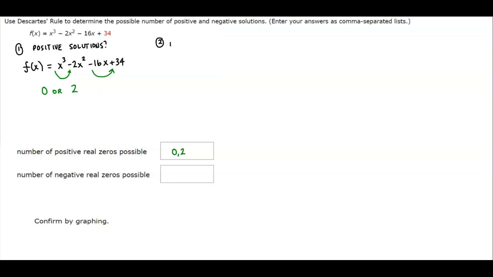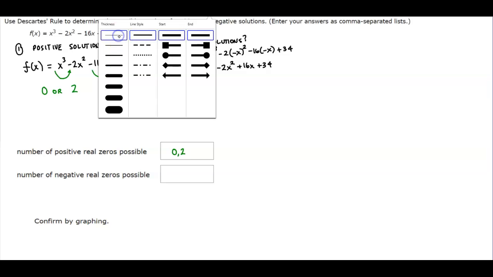And then to determine how many possible negative solutions there are, we want to evaluate this function at negative x, and we're going to plug in negative x for each x into the function. So this is negative 2 times negative x squared minus 16 times negative x, plus 34. So we get negative x cubed, and this becomes negative 2. Negative x squared is positive x squared. And then negative 16 times negative x is positive 16x, and that's plus 34.